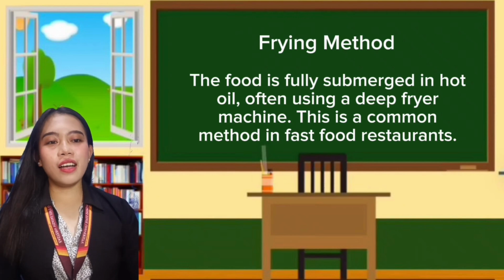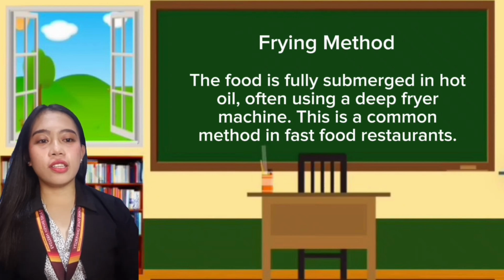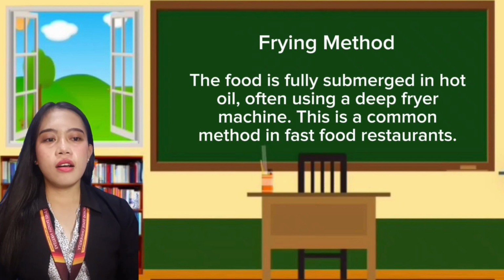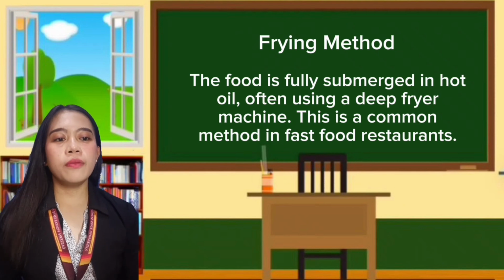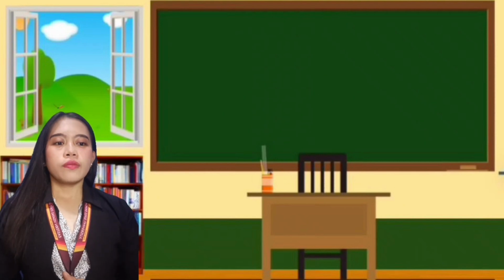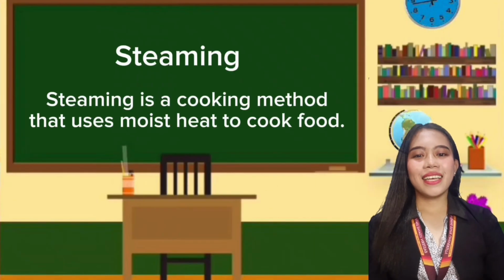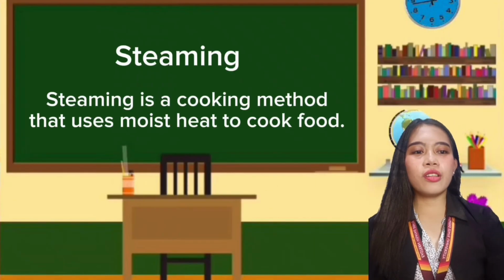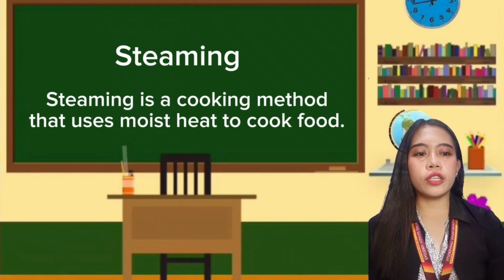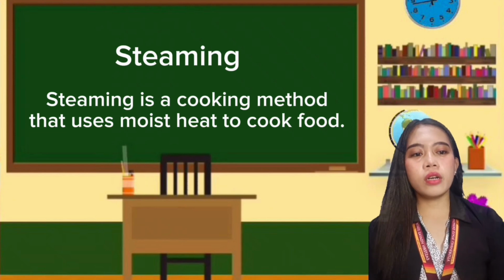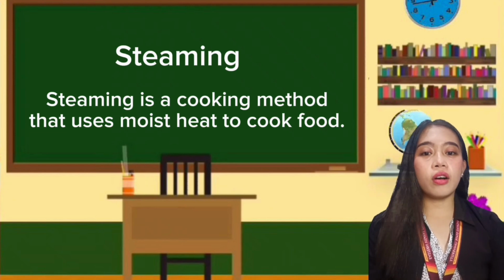So first, we have the frying. Frying is a cooking method where food is cooked in hot oil or fat. The high heat quickly cooks the outer layer of the food, making it crispy, while the inside remains soft or juicy. Next is the steaming. Steaming is a method where food is cooked using steam, usually generated by boiling water. The food is placed in a steamer or above the water without direct contact with it.